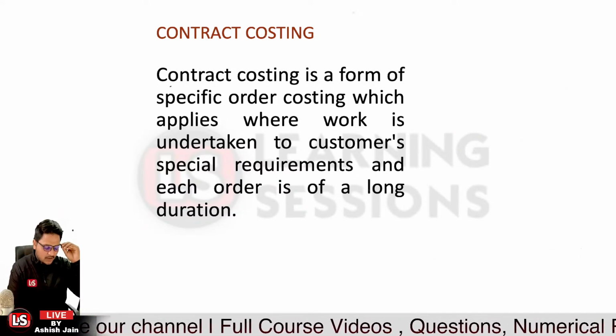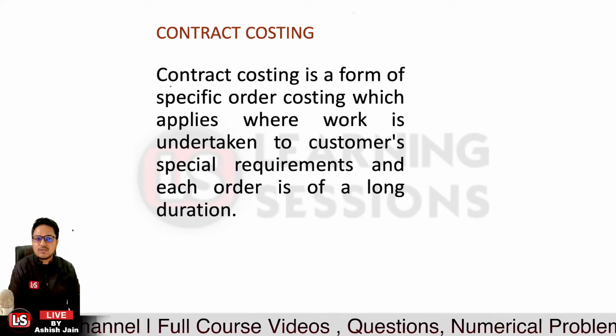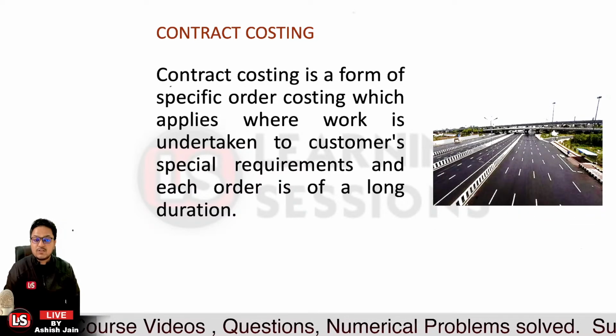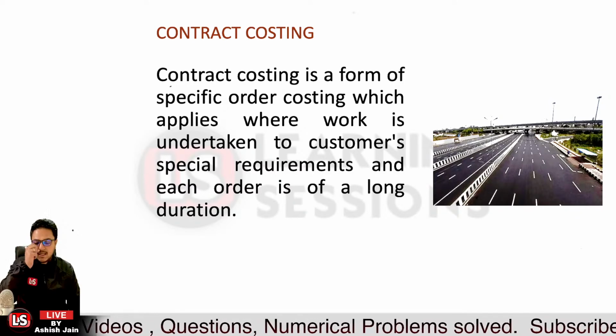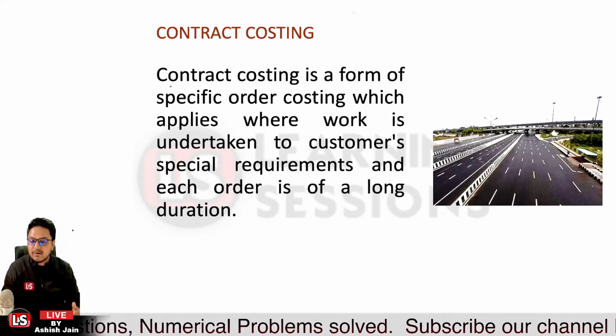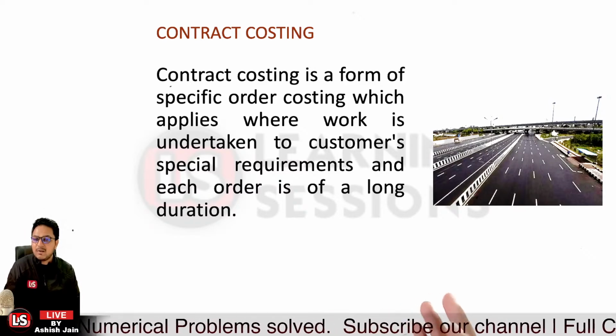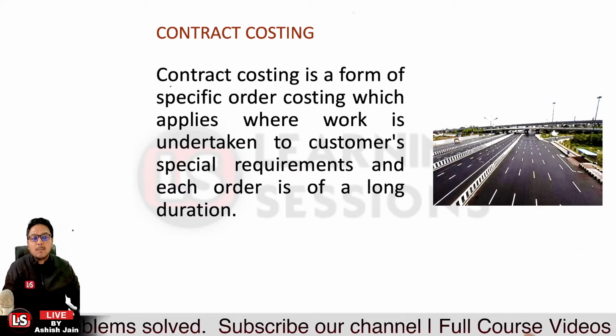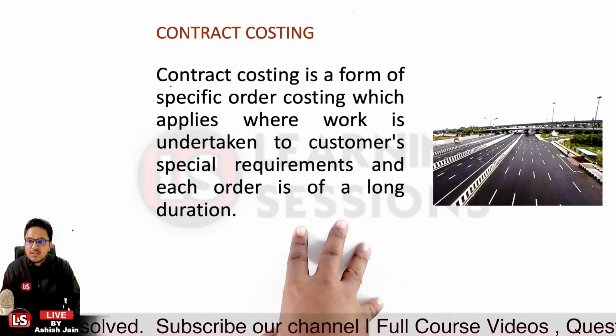Then it's related to contract costing. Now, contract costing is somewhat similar to job costing, but it's for a longer term, for a longer duration. Job costing is for a shorter duration. For example, the tailor may be sewing a suit in 1 day or 2 days, within a week itself. But contract costing is related to what?